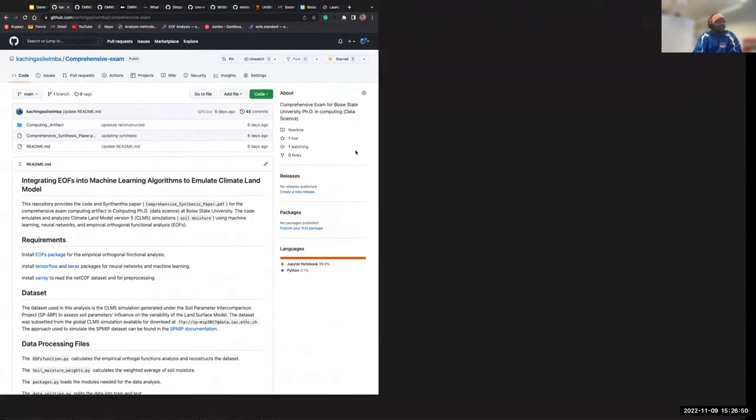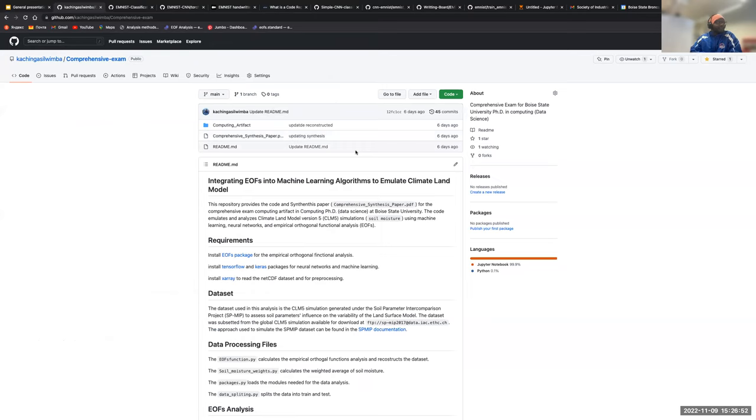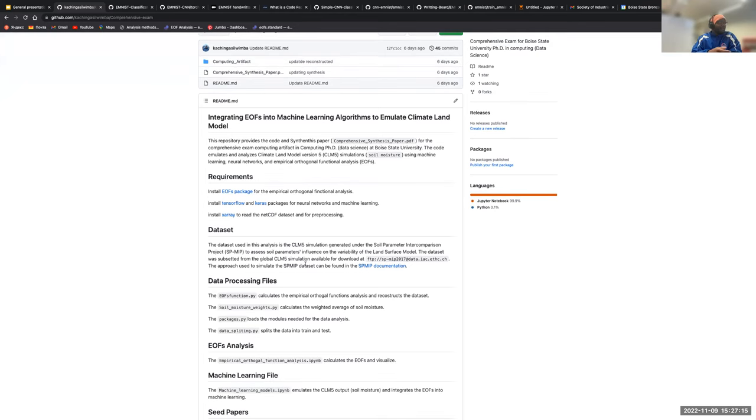Regarding my computing artifact, there's a code on GitHub which talks about EOF, integrating EOF into a machine learning algorithm. And there's also a simple emulator which we tended to create to emulate the soil moisture from the CLM, which is the Community Land Model. So if you come here, you'll be guided on what's inside the computing artifact.